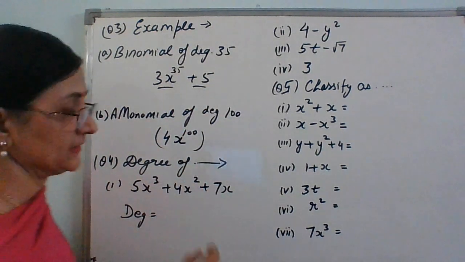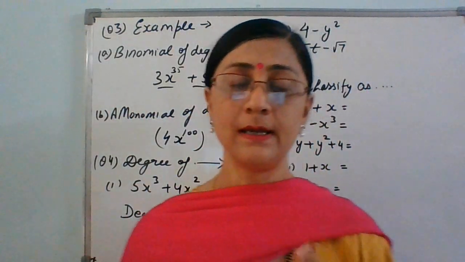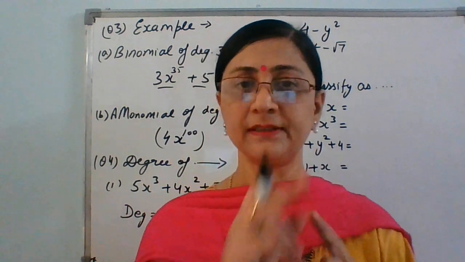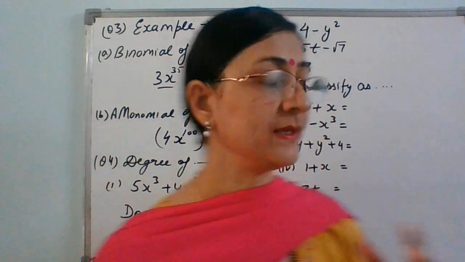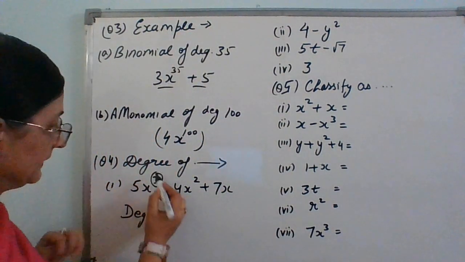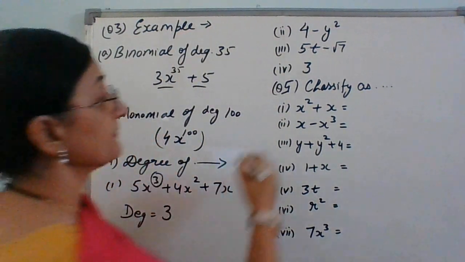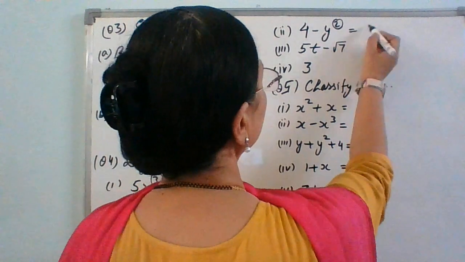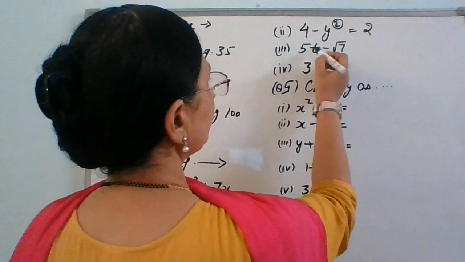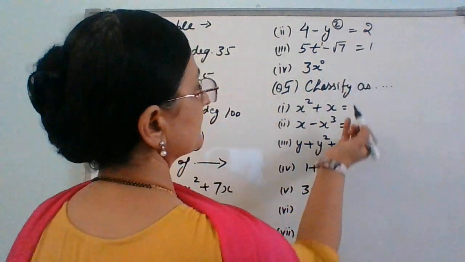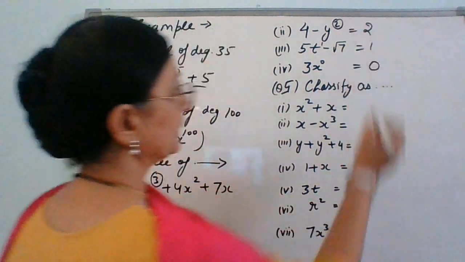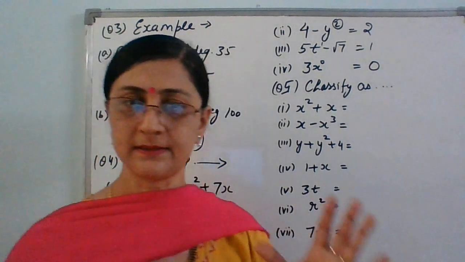Now the degrees of these. What do you mean by the degree? Let me recall. Degree means the highest power, right? There can be many powers: 4, 3, 2, 1. Highest power is 4, right? So here what is the highest power? That is 3, so the degree has to be 3. Here the highest power is 2, so the degree is 2. Here the degree is 1. Here we don't have x to the power 0, so here the degree is 0. This way we tell the degree, the highest power.